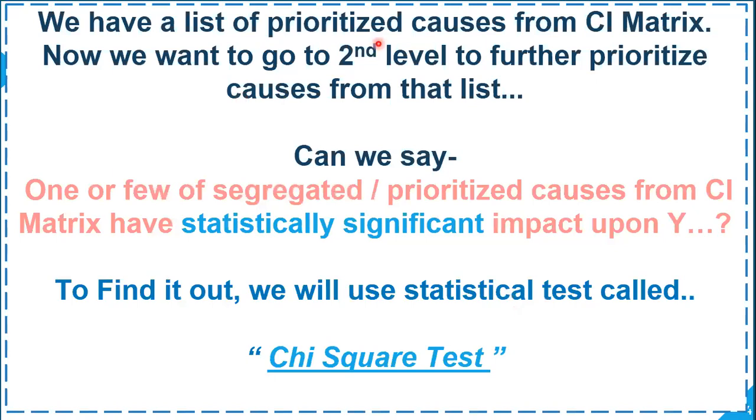Next slide. Right. So we have a list of prioritized critical causes from the CI matrix. Now we want to go to a second level to further prioritize those critical causes into statistically significant causes. That's what we want to do at the second level. So can we say one or a few of the segregated prioritized causes from the CI matrix have a statistically significant impact upon Y? To find it out, we will use a statistical test called the chi-square test.